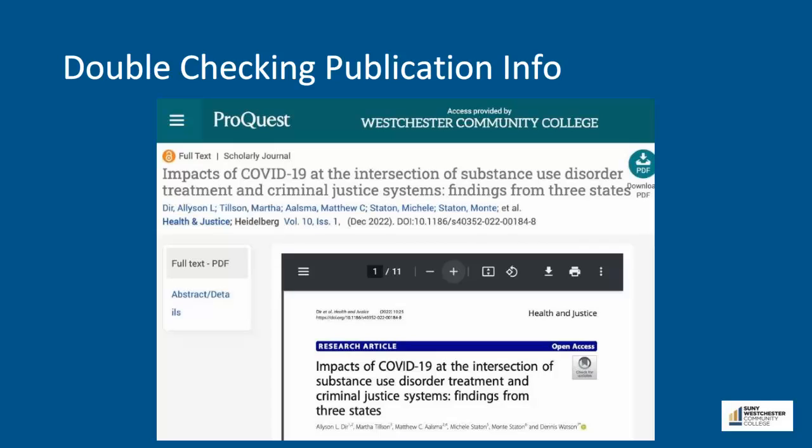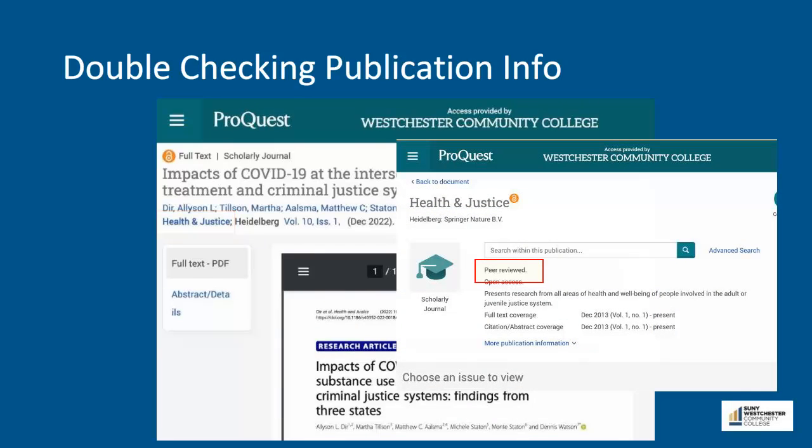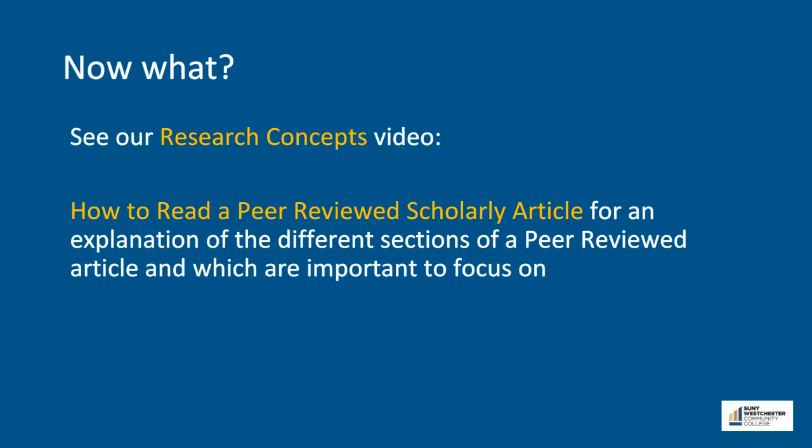When using other databases, like Criminal Justice Periodicals, which is on the ProQuest platform, you can click the publication title to see if it is listed as peer-reviewed. Of course, we can always check the peer review box to limit our search results either before or after we run our search, so there's usually no reason to do so. As stated earlier, peer-reviewed articles are written for experts in the field, and the writing can be quite technical and sometimes daunting to read. See our other video, Research Concepts: Reading a Peer-Reviewed Scholarly Article, for an explanation of the format of a typical peer-reviewed article in the social sciences and how to read it.